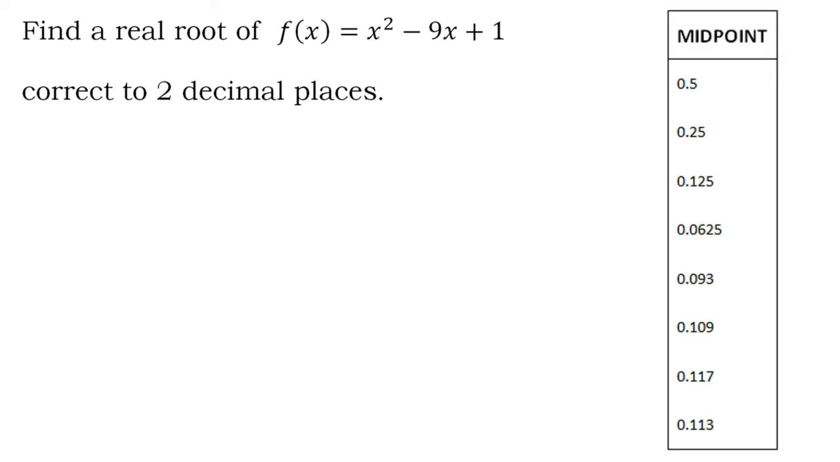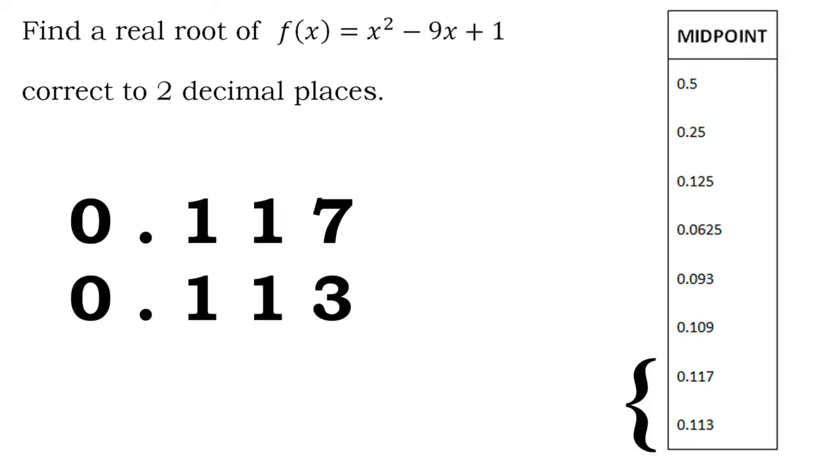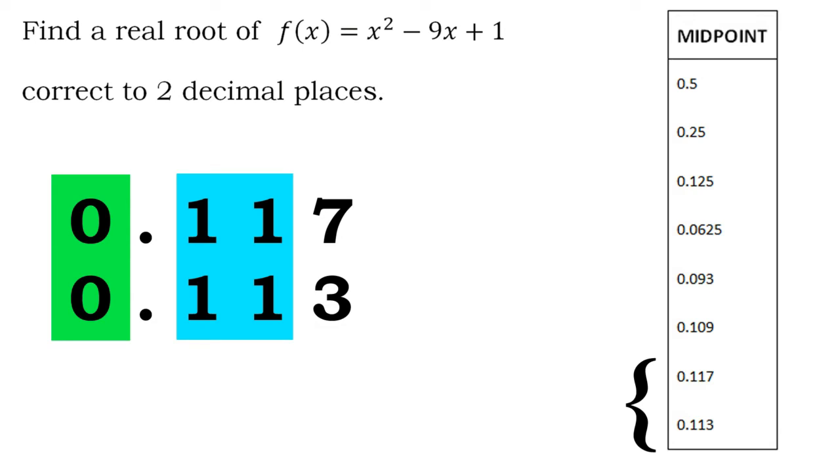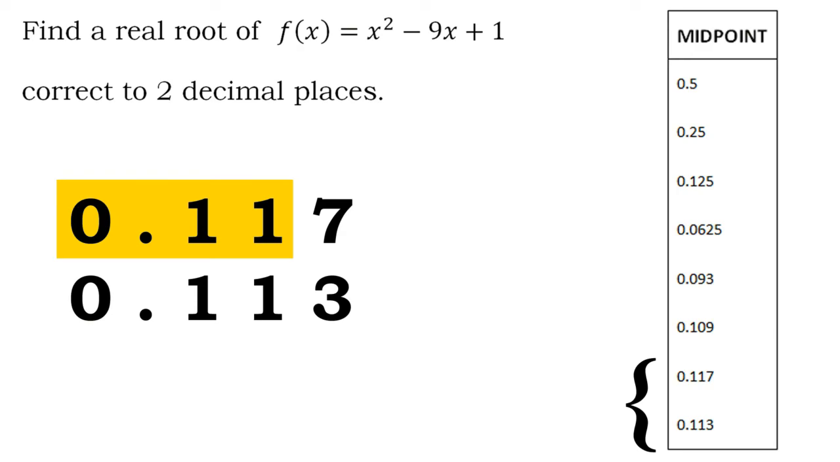So we find all these midpoints. Now out of all these midpoints, this is the first pair of consecutive midpoints in which the digits before the decimal point and the first 2 digits after the decimal point are exactly the same. And why are we considering only the first 2 digits after the decimal point? Well, that's because we want to find the root to 2 decimal places. And we stop here and say that this is the root of the given function.